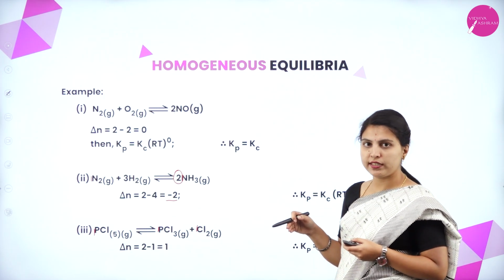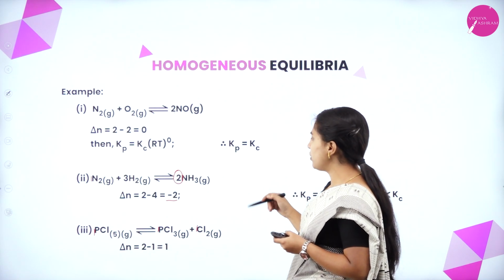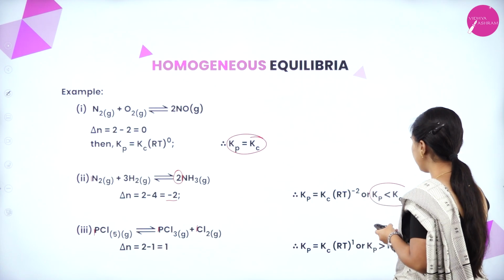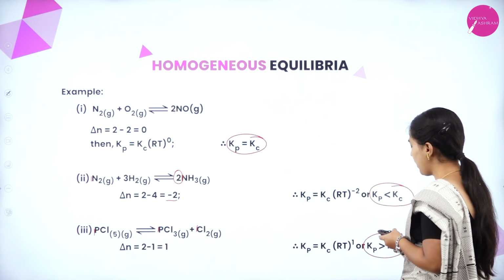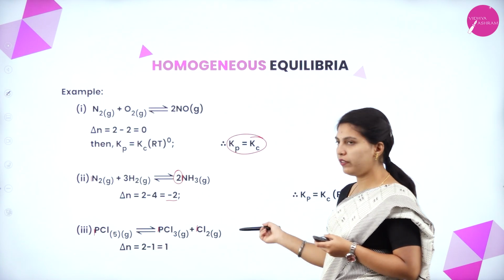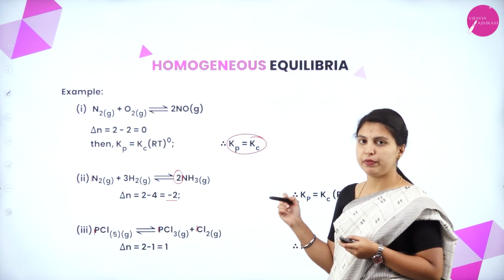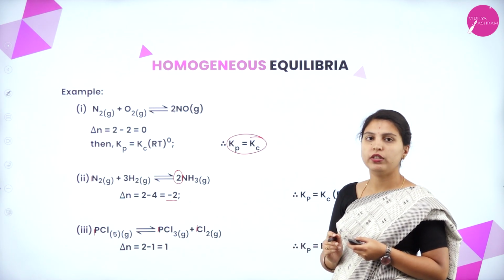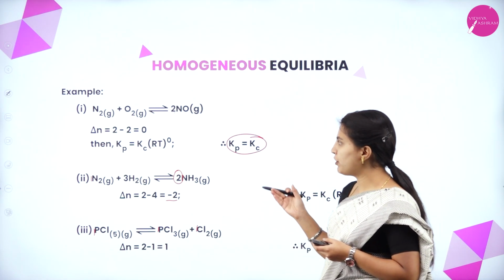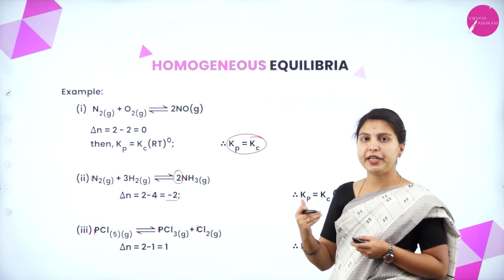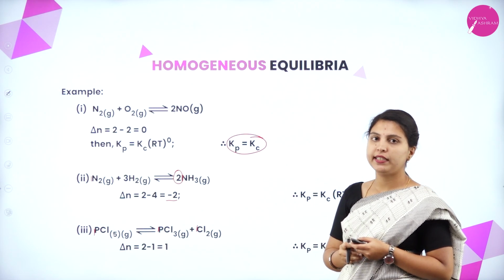Here what you have to understand: all the three conditions you have seen, Kp equal to Kc, Kp lesser than Kc, as well as Kp greater than Kc. If it is positive, it will be greater. If it is negative, it will be lesser. If it is 0, they should be equivalent to each other. These are the examples which show the relation and how it has to be predicted between Kp and Kc.